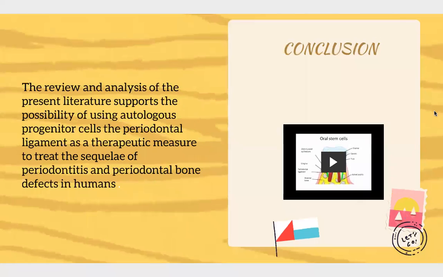In conclusion, the review and analysis of the present literature supports the possibility of using autologous progenitor cells from the periodontal ligament as a therapeutic measure to treat the sequelae of periodontitis and periodontal bone defects in humans.